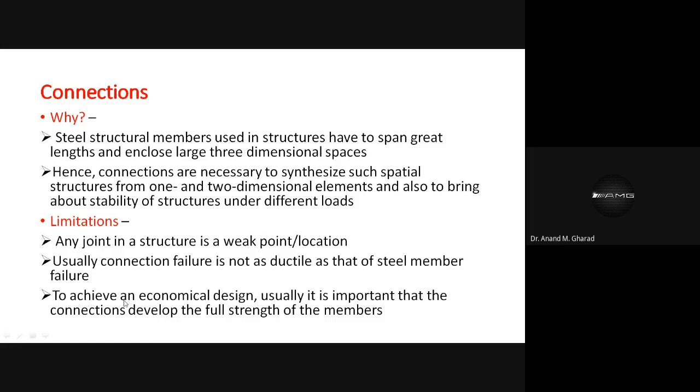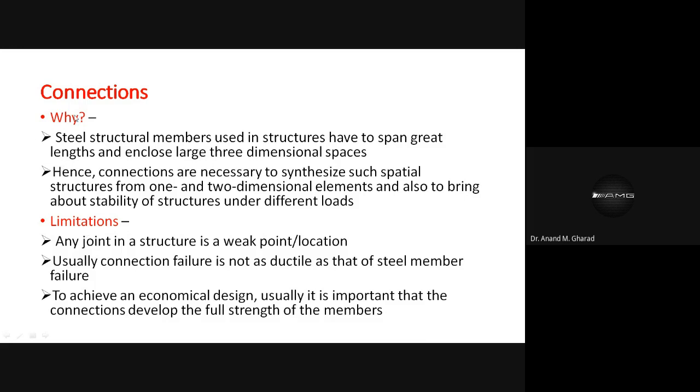Then, to achieve an economical design, usually it is important that the connections develop the full strength of the members, right? So we will see this last point when we will be solving few numericals. In that case, we will understand what is the importance of this statement, that usually it is important that connections develop full strength of the members. Okay, so this is a requirement actually, and how it can be achieved, that we will see. So these are few challenges, or what we can say, these are few limitations as far as connections are concerned.